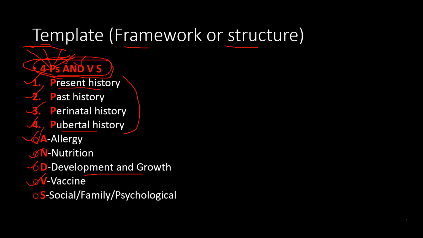Then don't forget about the vaccine, about jabs, which is important as well. Vaccine you have to ask. And at the end, S. So V for vaccine, A for allergy, N for nutrition dietary, D for development and growth, V for vaccine, and S means social history, family history, psychological history. Okay, this social history and psychological history could be of the parents as well as the child.